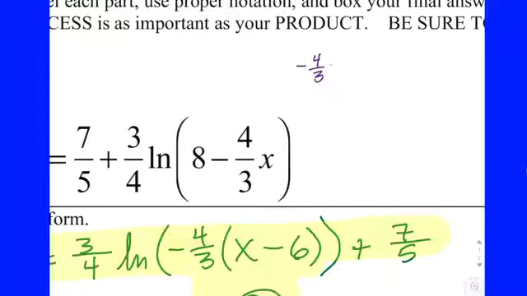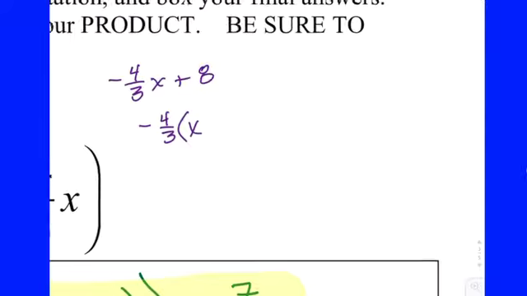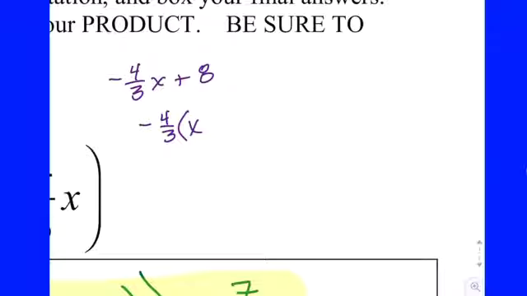That's negative 4/3 x plus 8, right? That's just commuting the 2 terms. And now whatever the coefficient is of x, I'm going to factor it out. Negative 4/3, parentheses, that's x. Now here again, some people are getting this confused. A lot of people had 1/6 there. Don't do that.